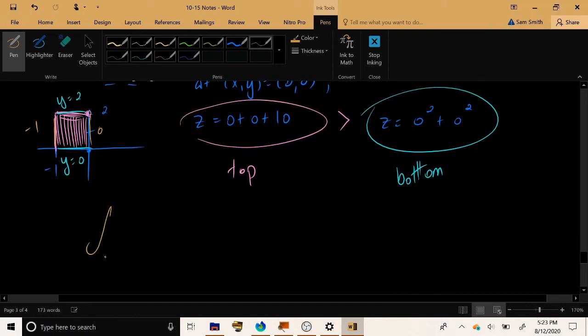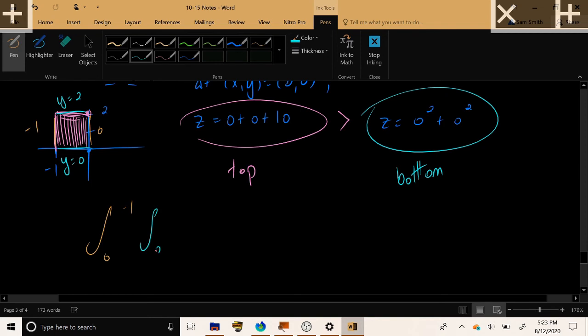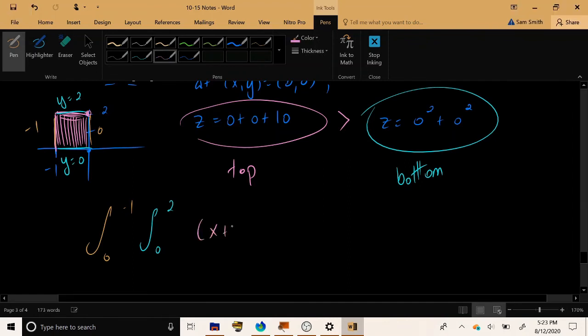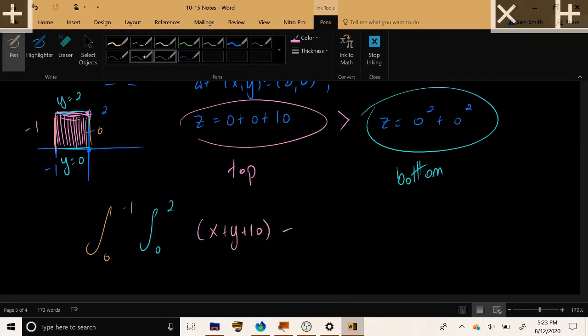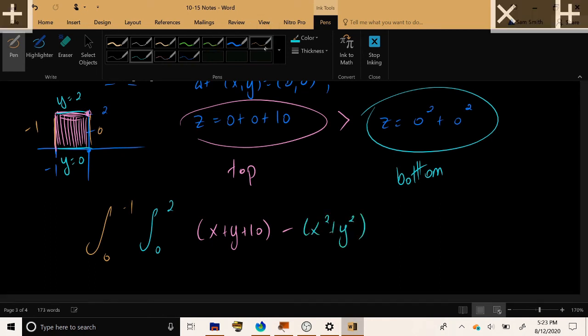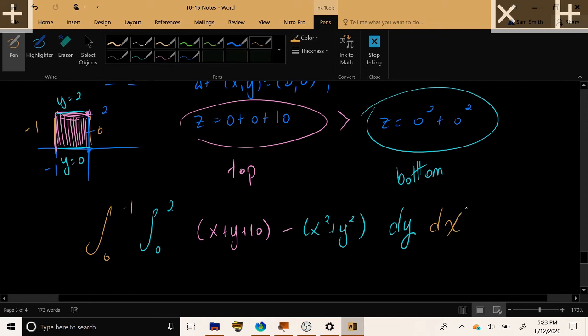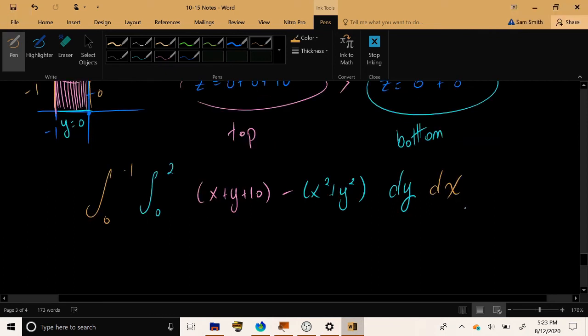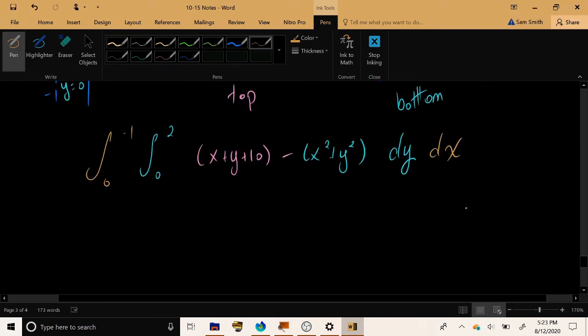Integrate x from -1 to 0, integrate y from 0 to 2. The function that we're integrating is top function, x plus y plus 10, minus bottom function, x squared plus y squared. And we're integrating this where y comes first and x comes last, although you could just as easily integrate this with y coming last and x first.